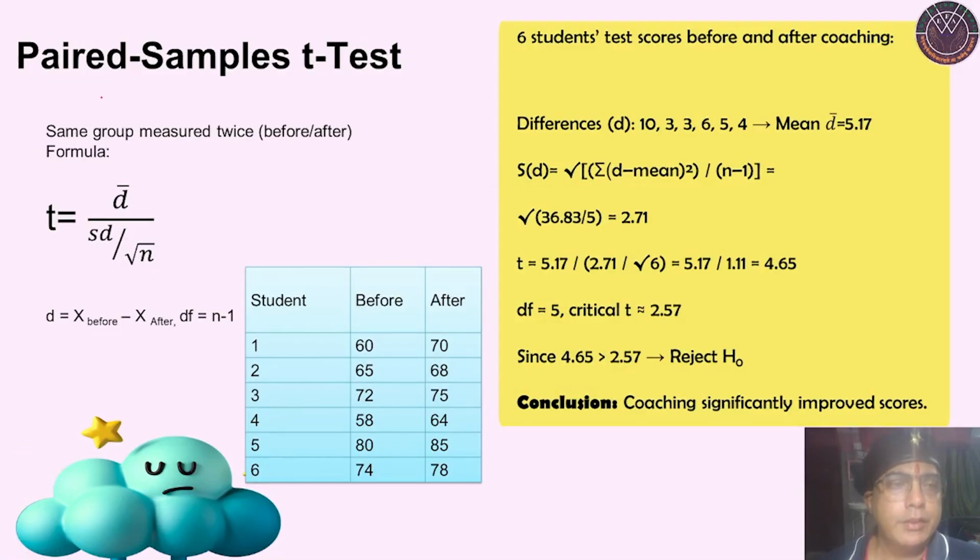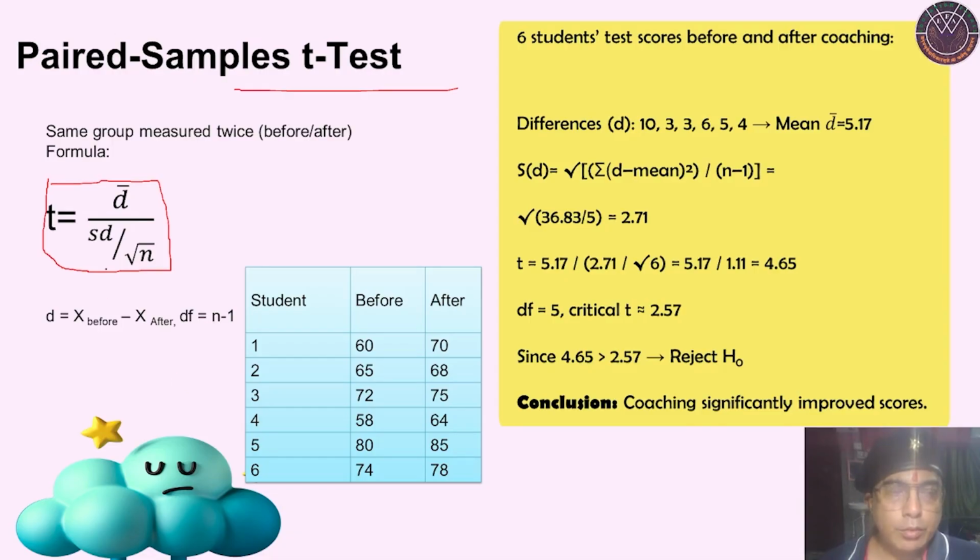Now let us take the third type of t-test, which is called the paired sample t-test. Whenever you are measuring the same group of people two times, before and after, suppose a pre-test is there and you give a certain intervention, suppose a teaching method, and then you take the post-test and want to compare whether there is a significant difference between pre and post, then you use the paired sample t-test. The formula is t equal to the mean difference divided by the standard deviation over square root of n.